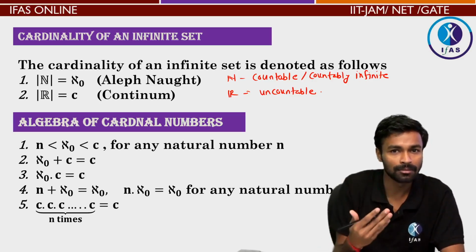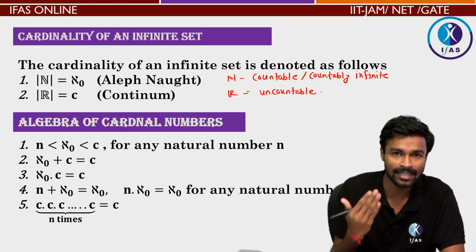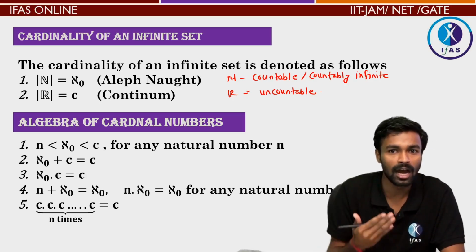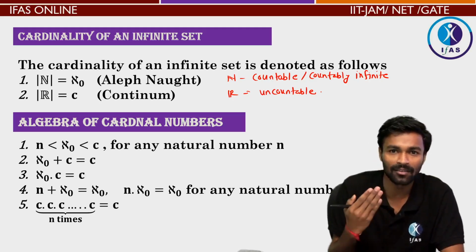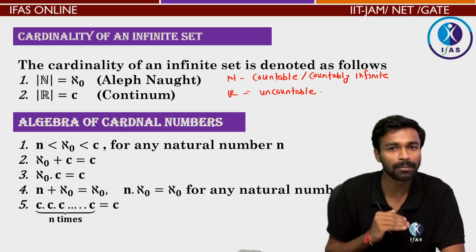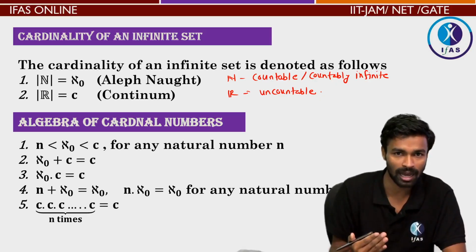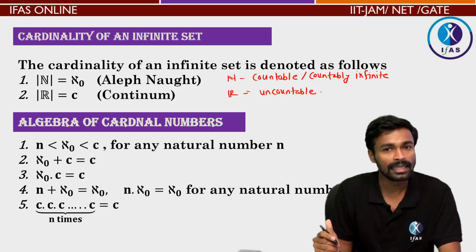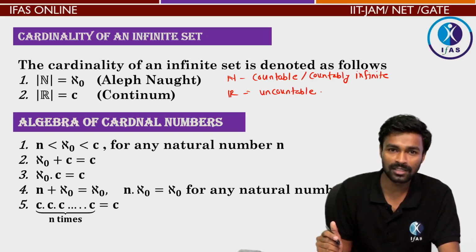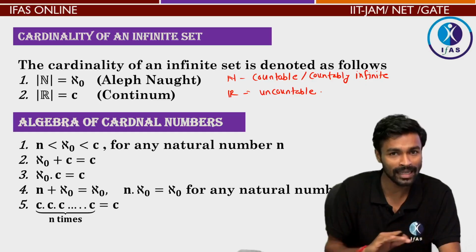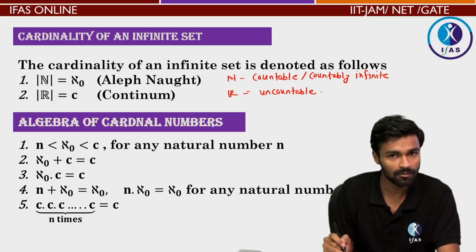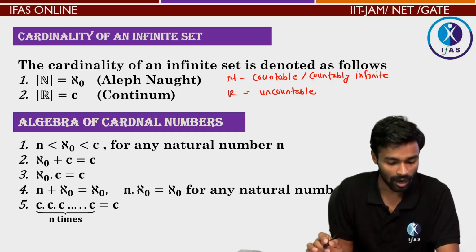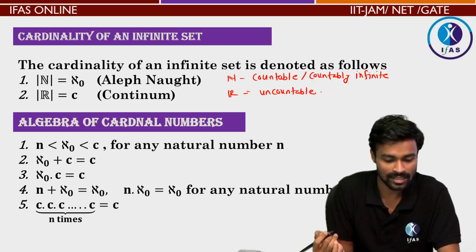जैसे कि हमने algebra देखा है, sequence का algebra देखा है, series का algebra देखा है, limit of a function at a point उसका जो लिमिट है उसका अलजेब्रा देखा है, कंटिन्यूटी का देखा है, डिफरेंशिएशन का देखा है. सिमिलरली यहाँ पे भी कार्डिनल नंबर्स का कुछ अलजेब्रा है. The first one is n is strictly less than aleph naught, which is strictly less than c. This is true for any natural number. Next one is aleph naught plus c. Aleph naught plus c is equals to c. After that, aleph naught into c is again c.